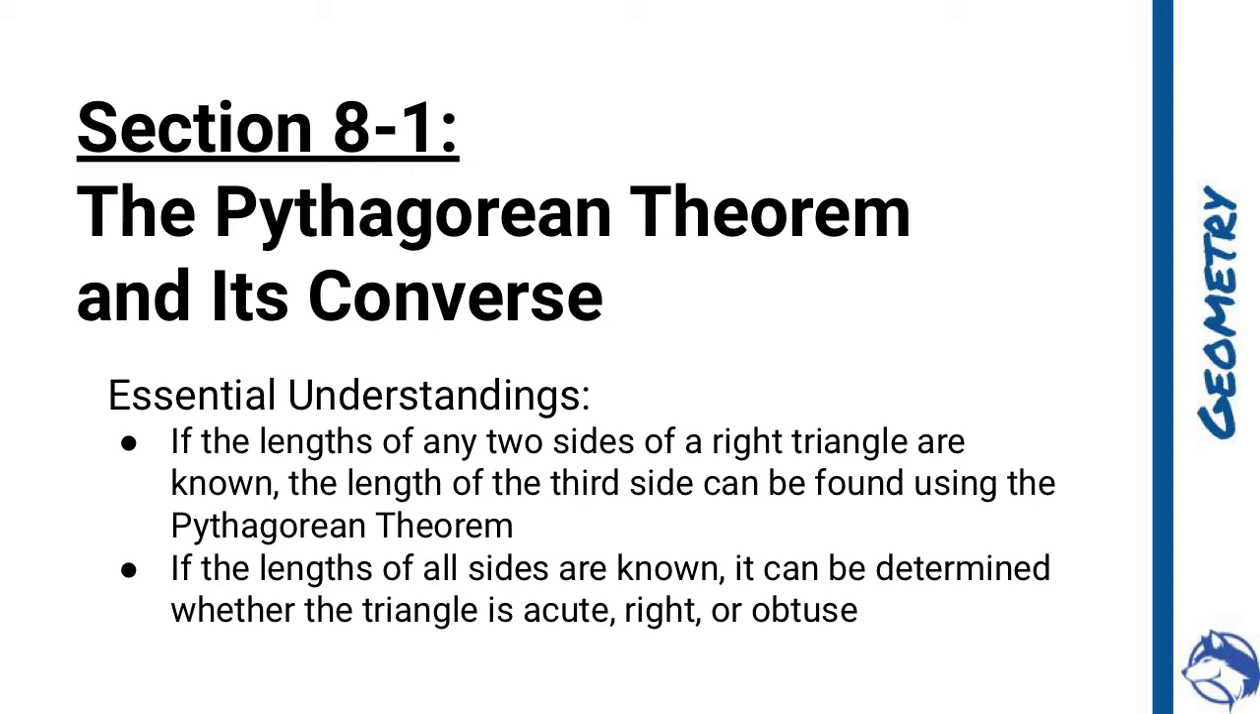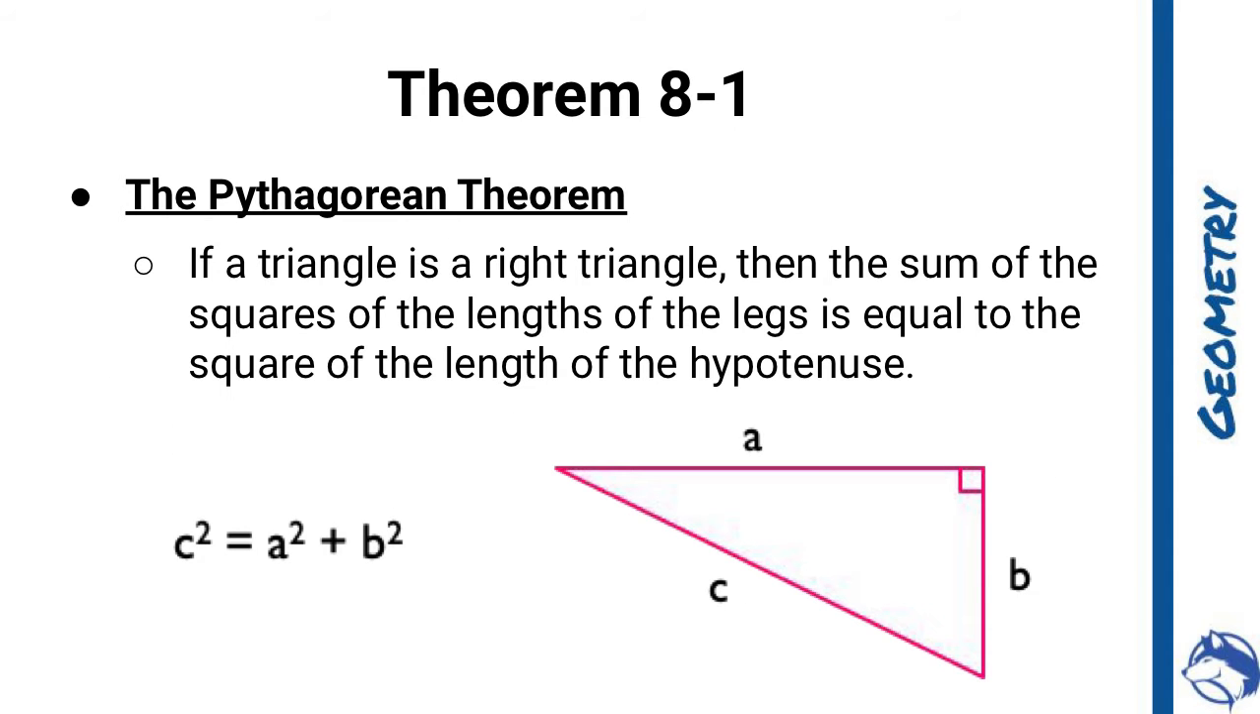So, if the lengths of all sides are known, we can also determine whether the triangle is acute, right, or obtuse. So the Pythagorean theorem. This is theorem 8.1. If a triangle is a right triangle, then the sum of the squares of the lengths of the legs is equal to the square of the length of the hypotenuse.